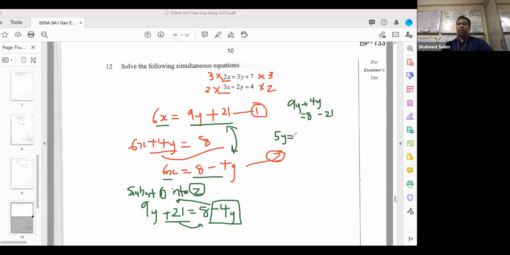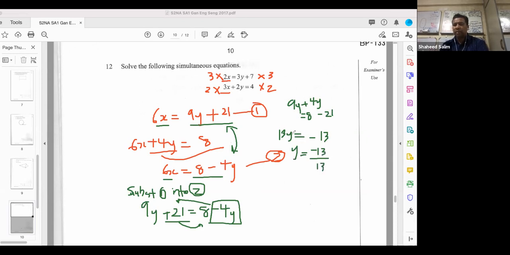Okay, and then 8 minus 21. Did I get it wrong? Not 5y, sorry. 9 plus 4, 13y. Shafi'i, correct me if I get it wrong. And then 8 minus 21 is minus 13. So y equals to minus 13 over 13.